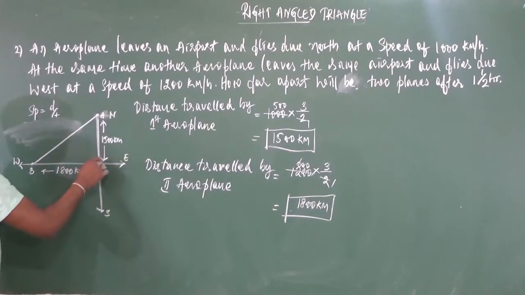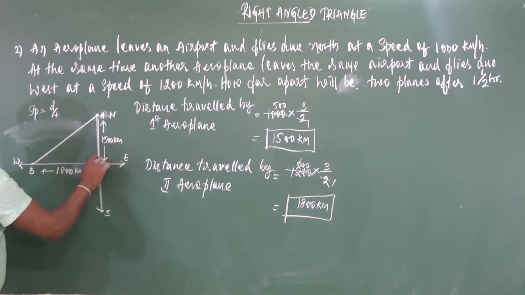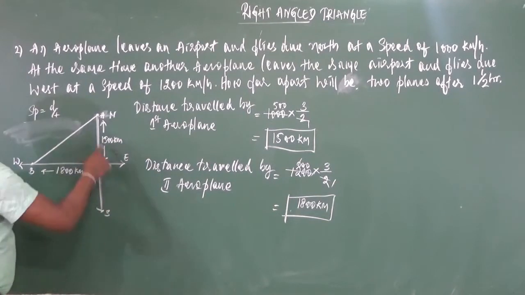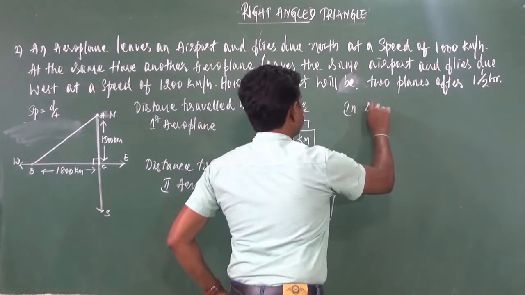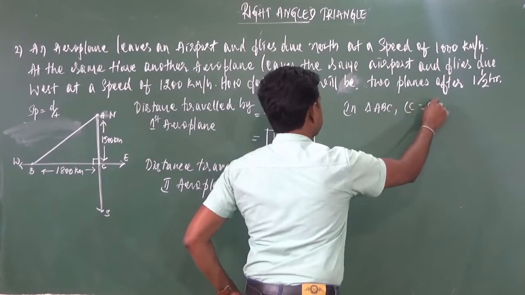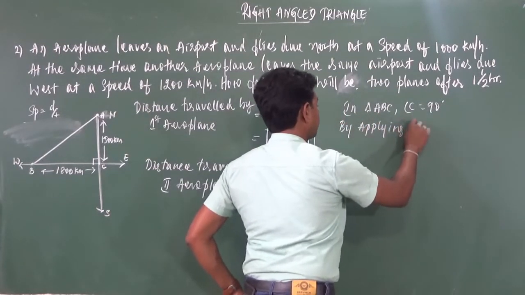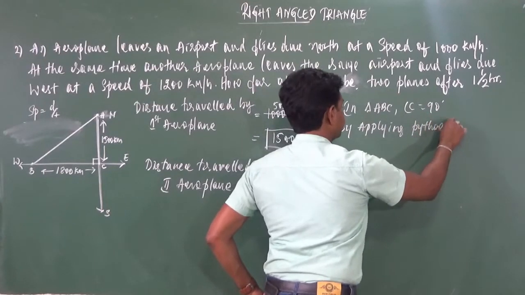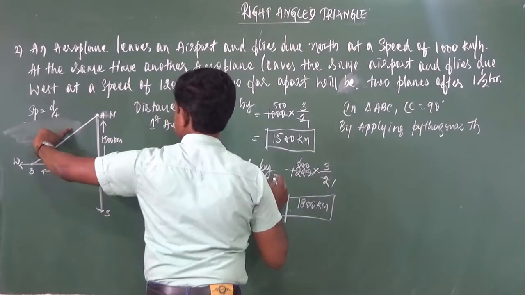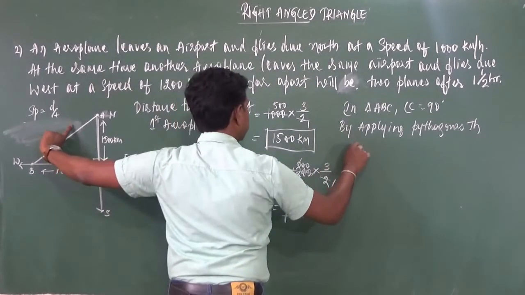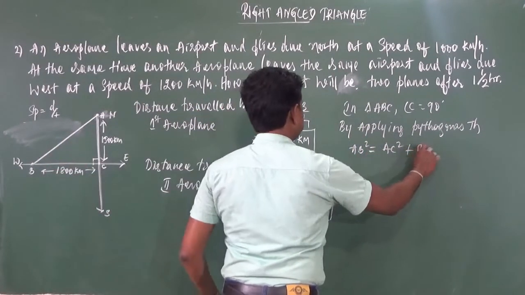Therefore, as this north direction is exactly perpendicular to the west, we can take it as 90 degrees. So in triangle ABC, angle C is equal to 90 degrees. So by applying Pythagoras theorem, opposite to the right angle is the hypotenuse. So AB square is equal to AC square plus BC square, right?